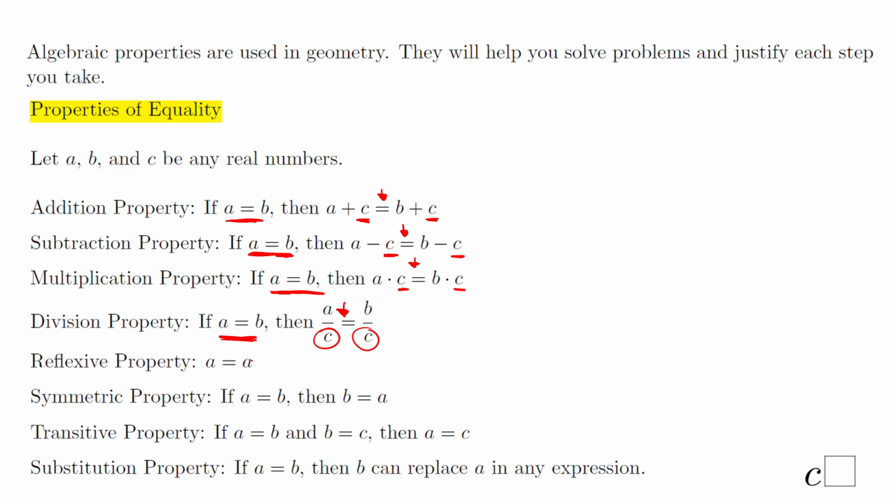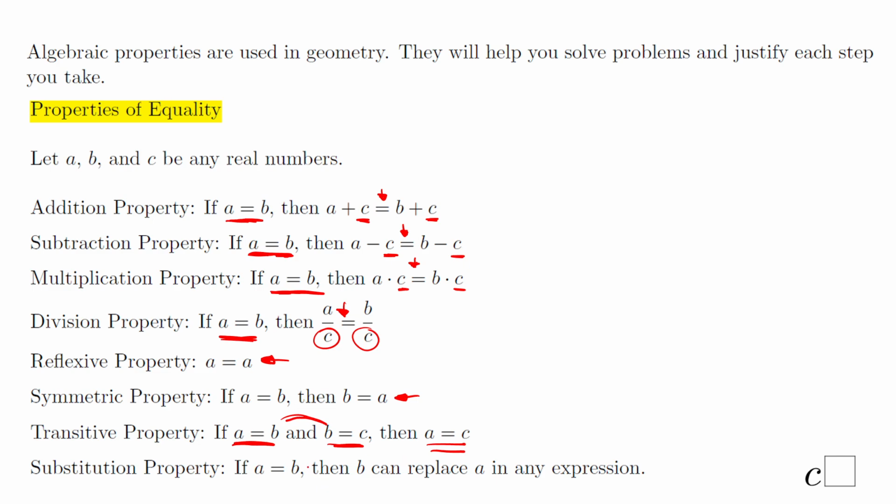Another property that you will hear a lot, especially in geometry, is the reflexive property. A equals itself, A. Symmetric property, another property you're going to hear also in geometry: if A equals B, then B equals A. Then we have what is called the transitive property. If A equals B and B equals C, you notice the same B here, then A has to be equal to C.